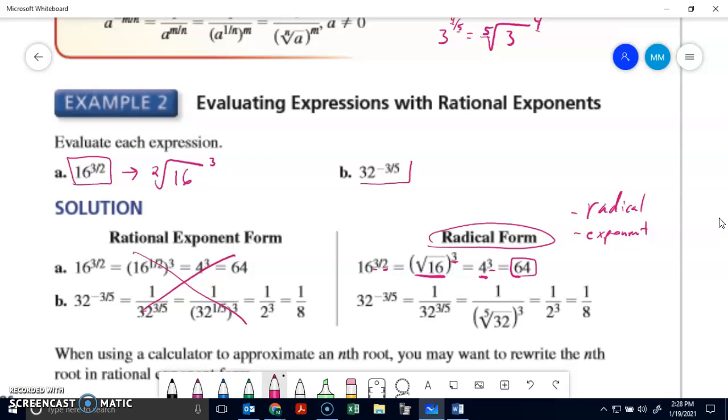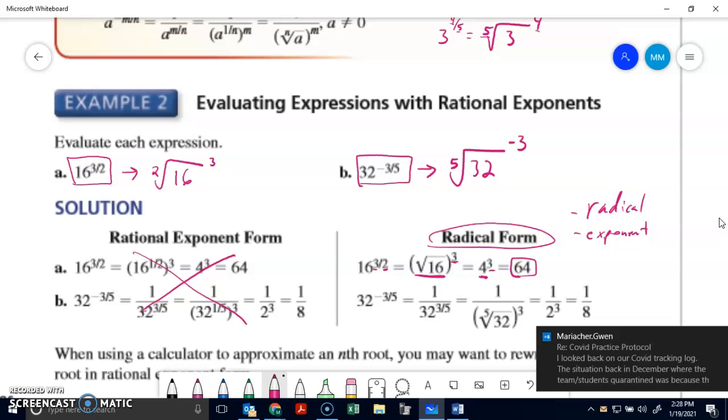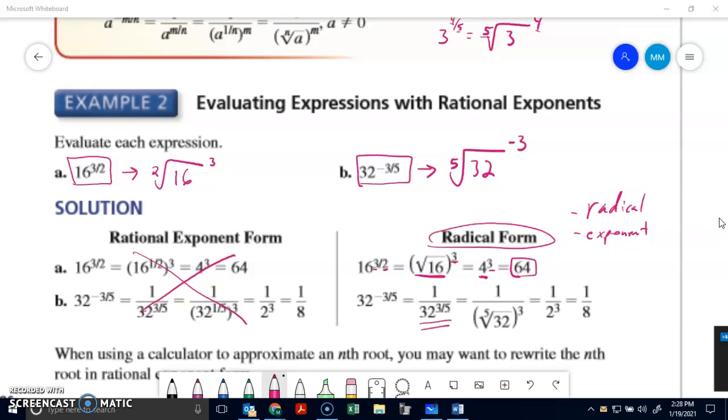Let's do 32 to the negative 3/5. We're going to rewrite this as the 5th root, because 5 is the denominator, of 32 raised to the negative 3 power. Now, a negative exponent means reciprocal. You should know that from Algebra 1. That's why we have this denominator down here. So I have the 5th root of 32 to the negative 3. We'll deal with that in a moment.